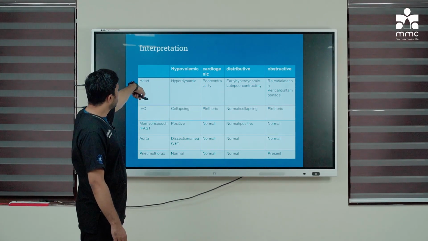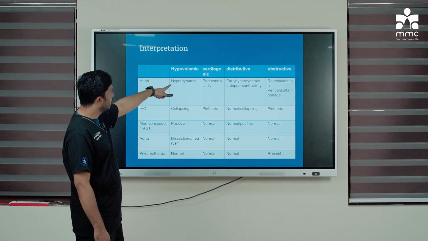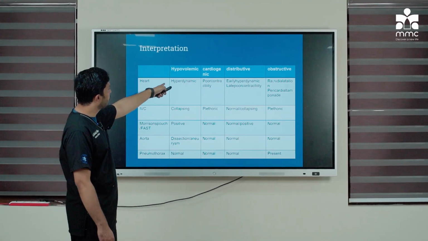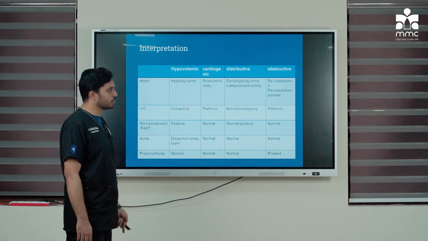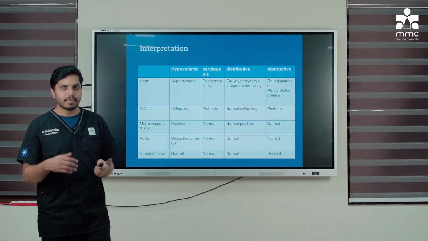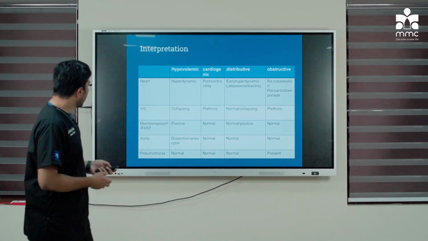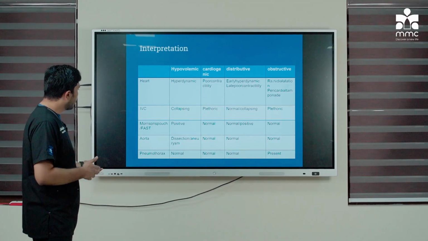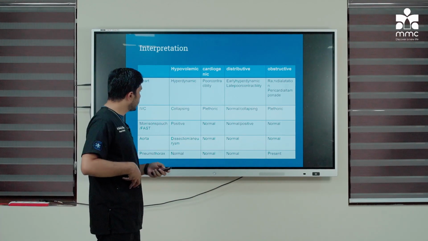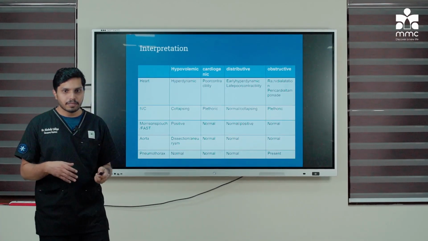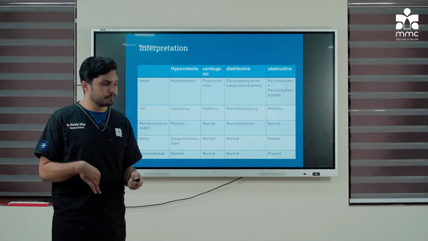So we have to categorize that by this column. Our aim is to identify hypovolemic, cardiogenic, distributive or obstructive shock. In hypovolemic shock, the heart will be in a hyperdynamic state, and the IVC shows collapsing. And Morrison's pouch may show fluids. Morrison's pouch fluid indicates that the patient may not have adequate intravascular volume.